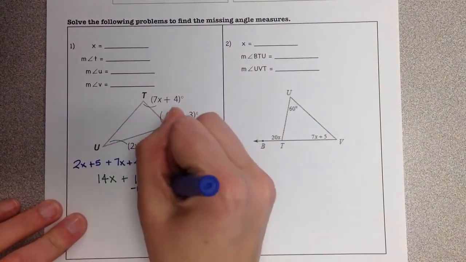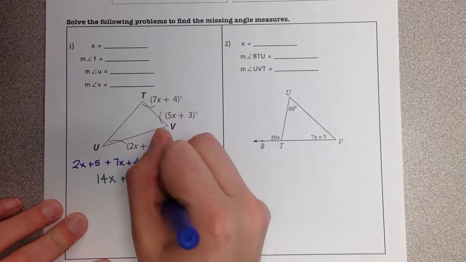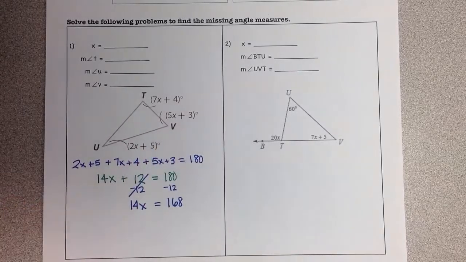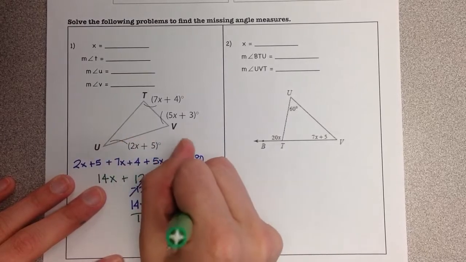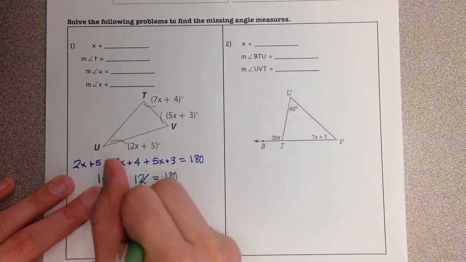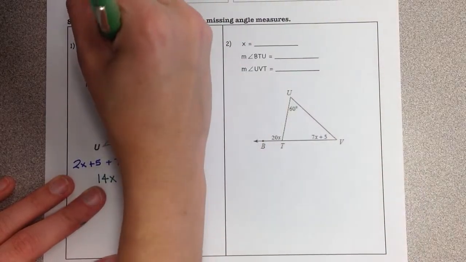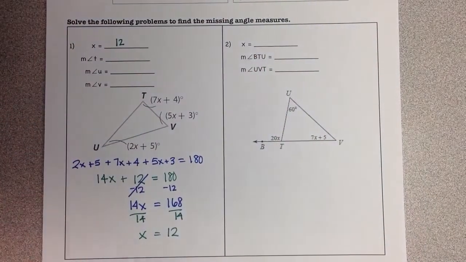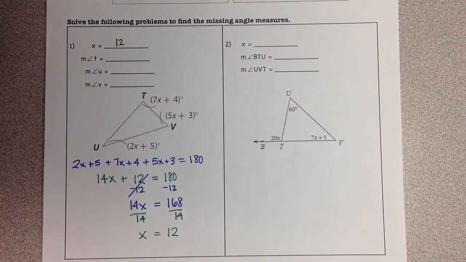Subtract 12 from both sides. We get 14x equals 168. Divide each side by 14, and we should get that x equals 12. So we know our x value is 12. Now I can go back and plug in to solve the missing measures for the rest of the angles.